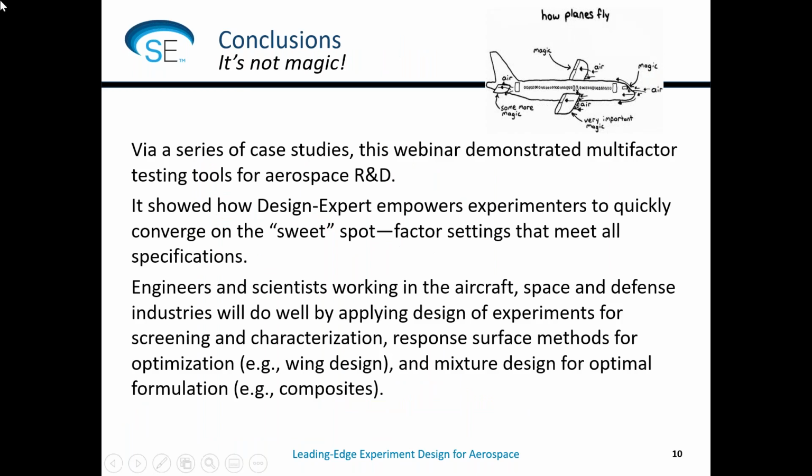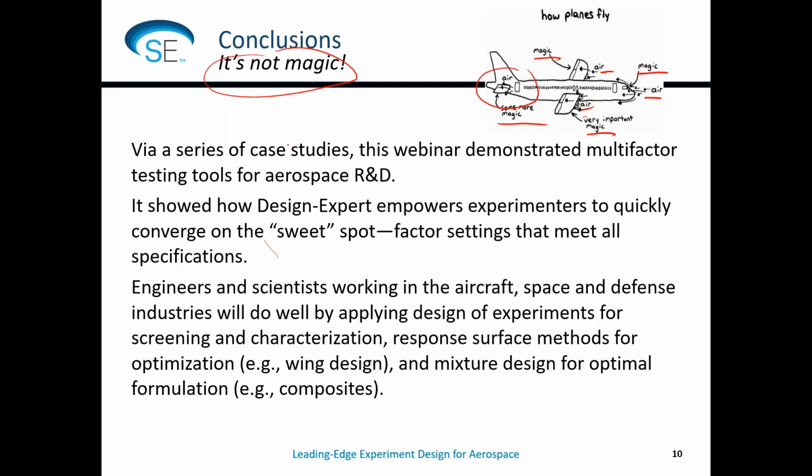Okay, so conclusions. It's not magic. I found this little drawing of an airplane for somebody like me that's a chemical engineer that's not an aeronautic engineer. So it's like magic. There's air coming in, very important magic, more air, more magic, some more magic in the back. But it's really not magic because the engineers that are designing these airplanes and the chemists developing the composite materials and all that, they've got a great deal of subject matter knowledge.